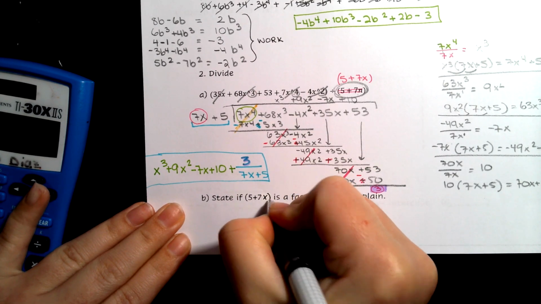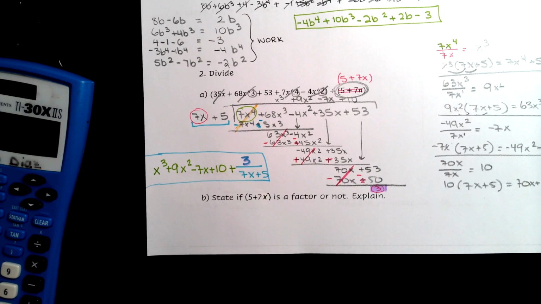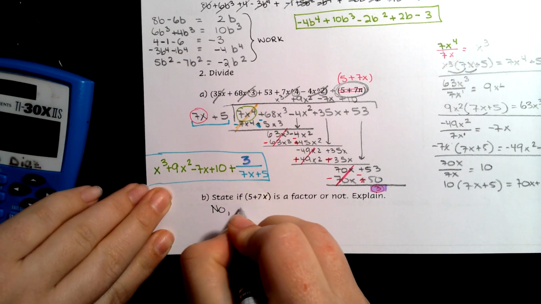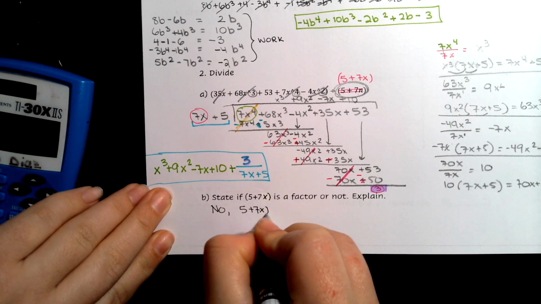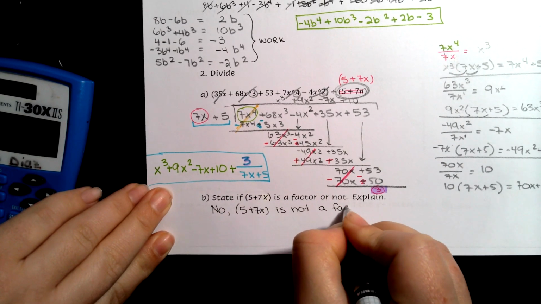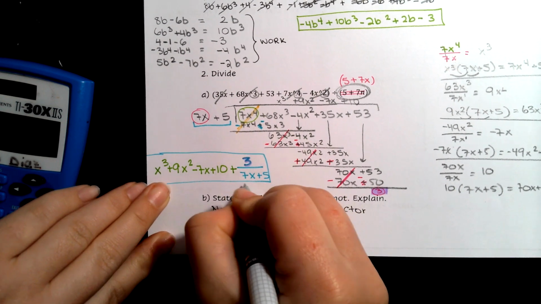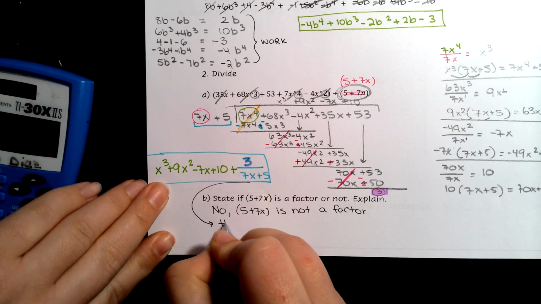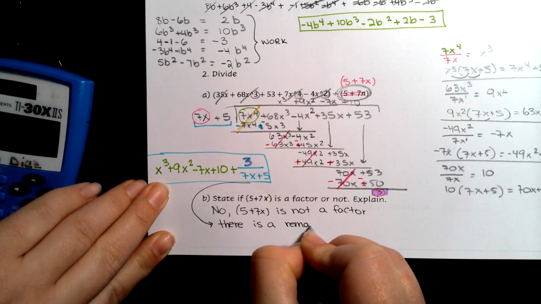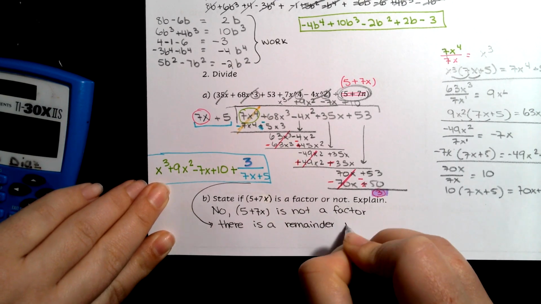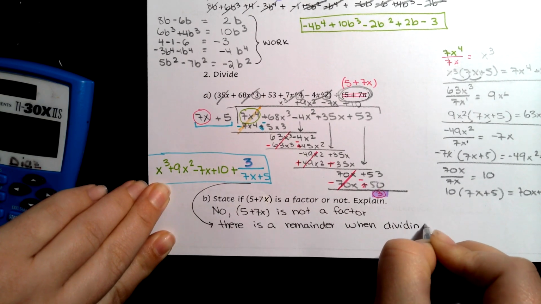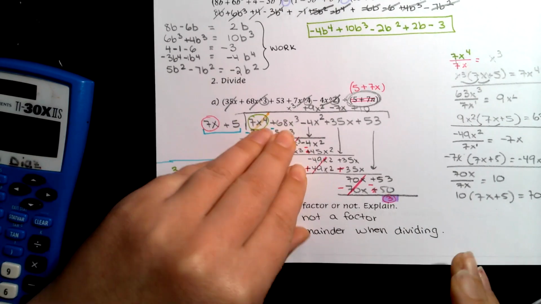And the question is asking, is this a factor? Yes or no? Explain. So the reason is no, 5 plus 7x is not a factor. And the reason is this right here. And that is there is a remainder when dividing. Okay, moving on.